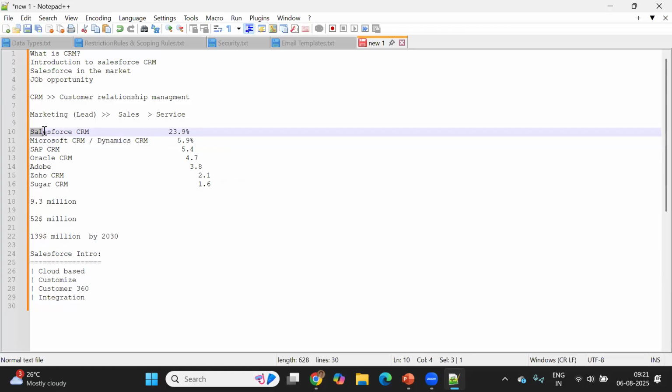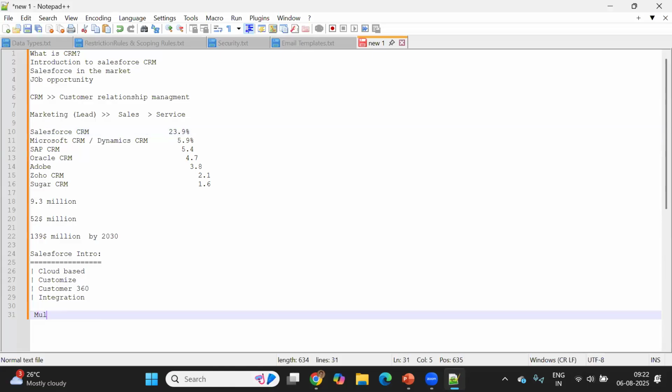cost, if any company is starting with software, they will have some budget information as well. So in terms of budget, the Salesforce CRM license is cost effective compared to Microsoft CRM. Why? Because Salesforce CRM goes with multi-tenant architecture.